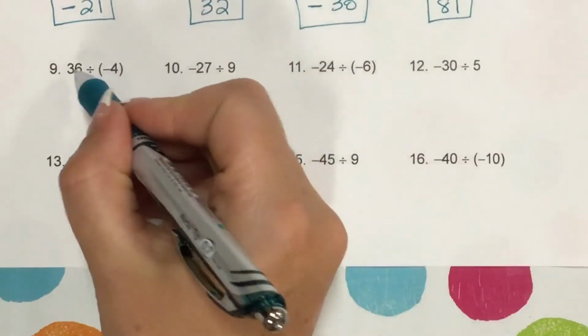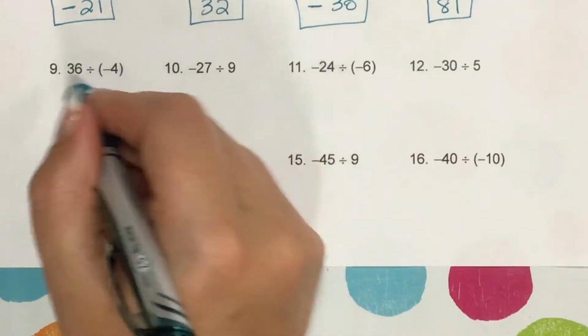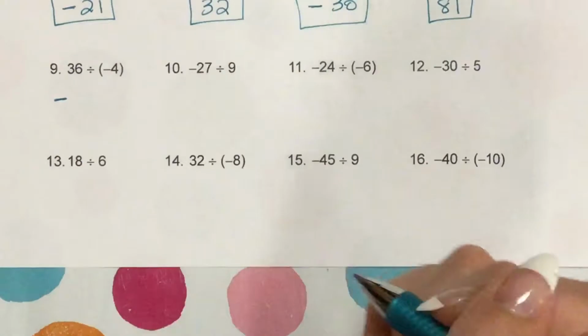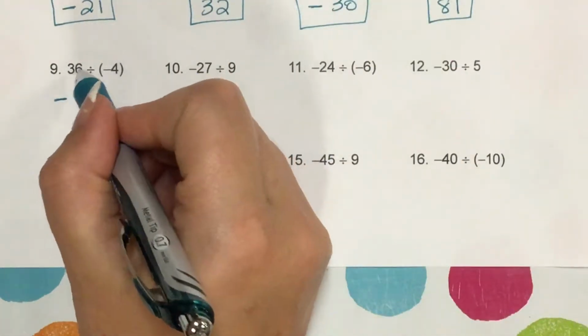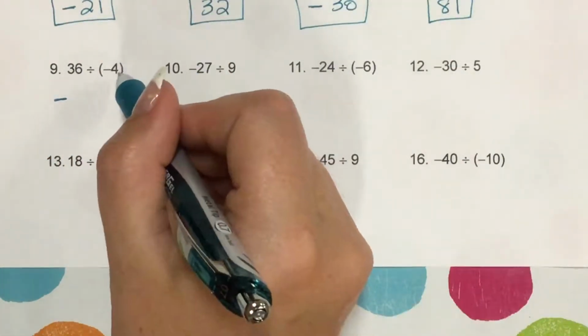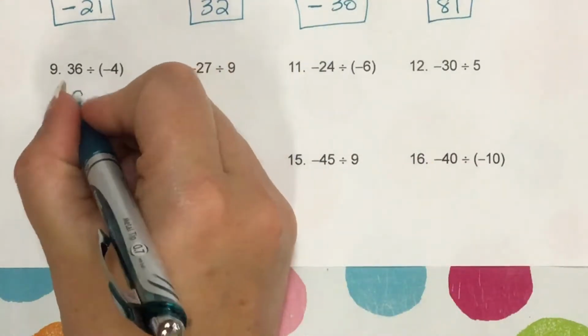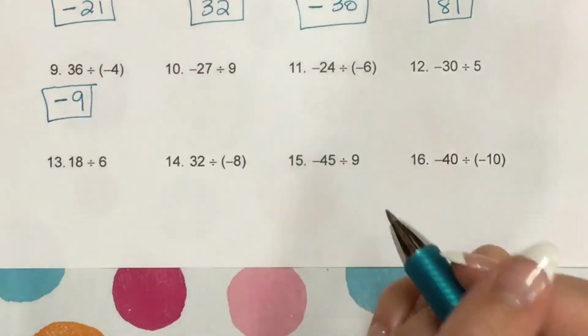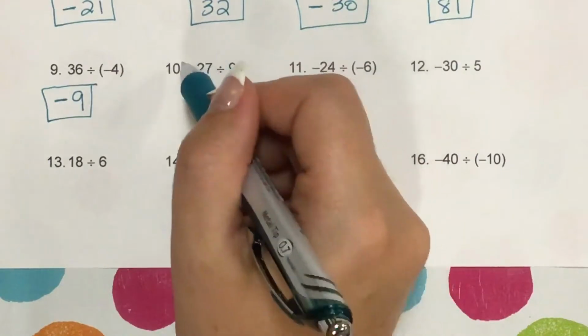Let's figure out the sign. This is a positive, this is a negative. The signs are different, so we know our answer is going to be negative. Now we just need to figure out, well, what's 36 divided by 4? How many times does 4 go into 36? And it goes in there 9 times, so our answer is negative 9. Let's move on to the next one, 10.